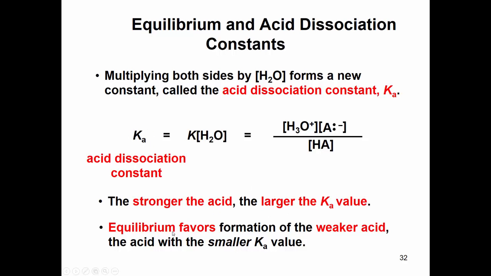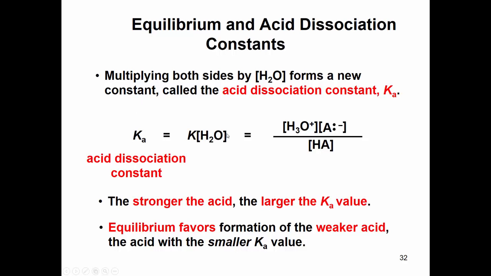So the larger that number, if we think back to our previous video, we talked about how equilibrium is going to favor the side of the weak acid, the side where you have a smaller Ka value. And so if the Ka is larger, then it is favoring the side of the weak acid.